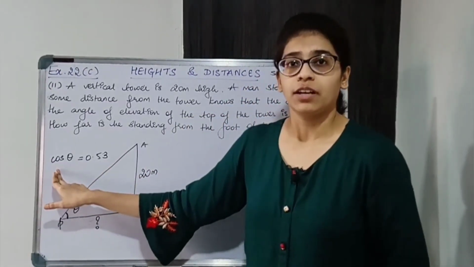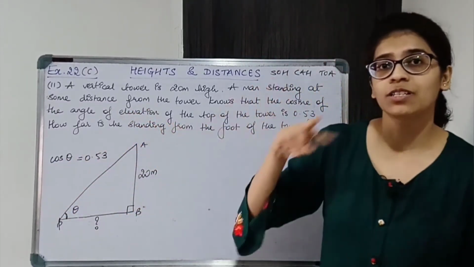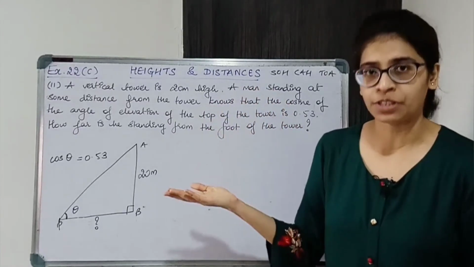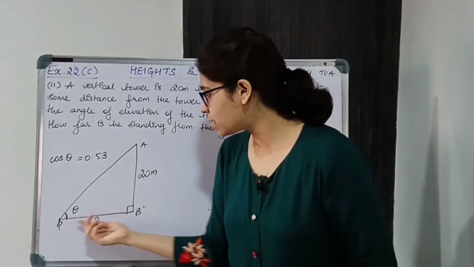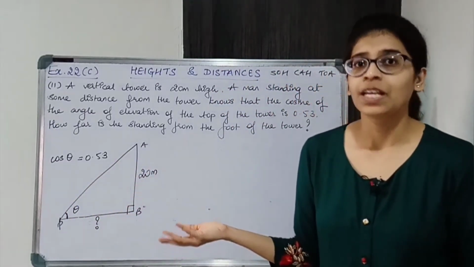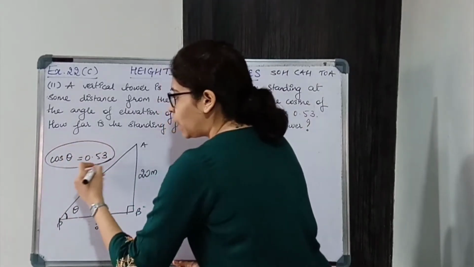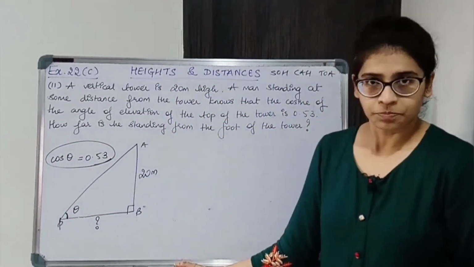We are given cos of the angle. Cos of the angle is what? It is adjacent upon hypotenuse. You are supposed to know trigonometric ratios. Okay. So adjacent is PB, hypotenuse is AP, and we don't know the hypotenuse. So what will we do in this case? Use this to find the angle theta.